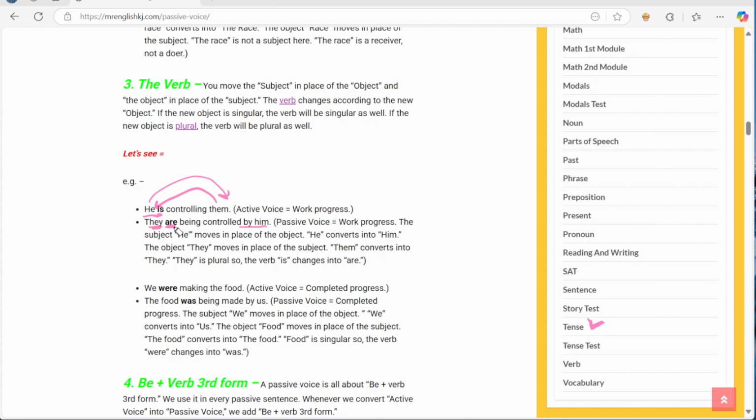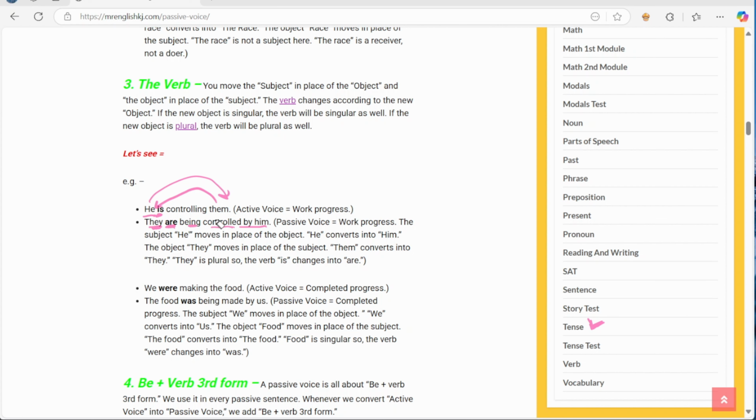Now they are, as you see, being controlled. Controlled is the third form of control. Controlled by him. He is controlling them. He is the one, he is the responsible one who is controlling them. And who is receiving the control?